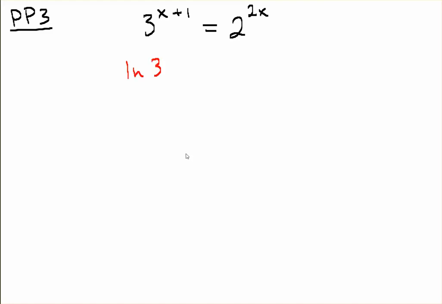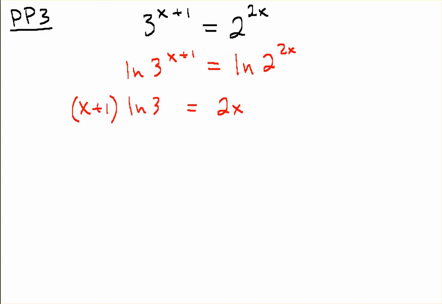So let's stick in an ln on both sides. Ln of 3 to the x plus 1, ln of 2 to the 2x. And so we work it on both sides now at the same time. Multiply the x plus 1 out as the multiplier times ln of 3. This one we're going to take out the 2x and put it in front of ln of 2.